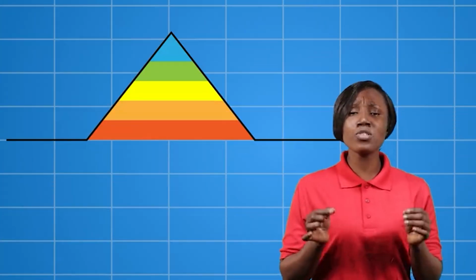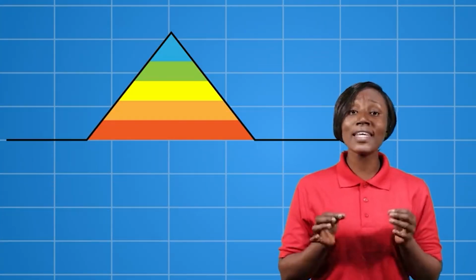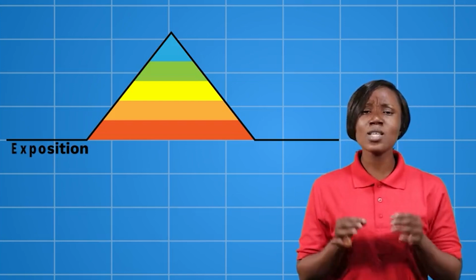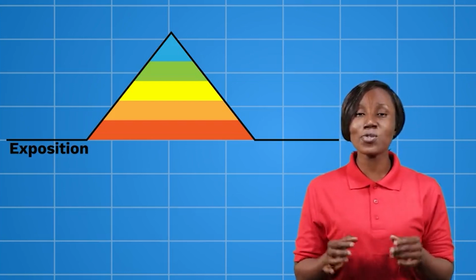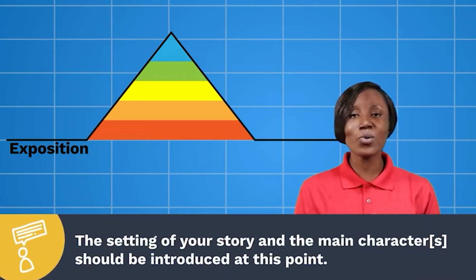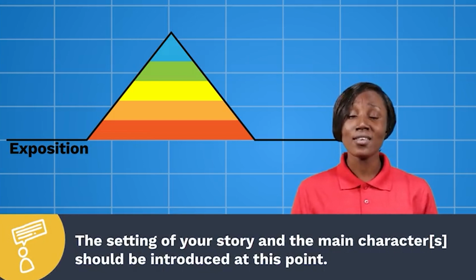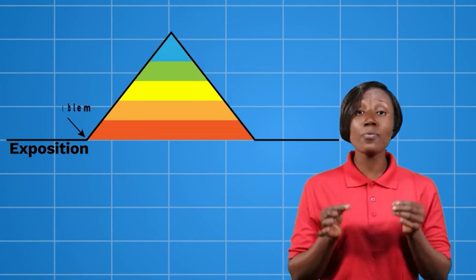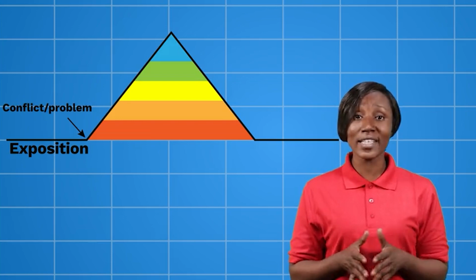Let's talk about the basic plot structure that most stories have. The beginning of your story is known as the exposition. This is where you set the scene for your story. Your reader should know when and where your story is set, and who is involved in your story, that is, the characters. Next, you should introduce a problem, also known as conflict.